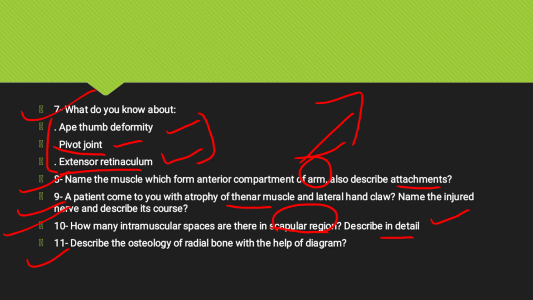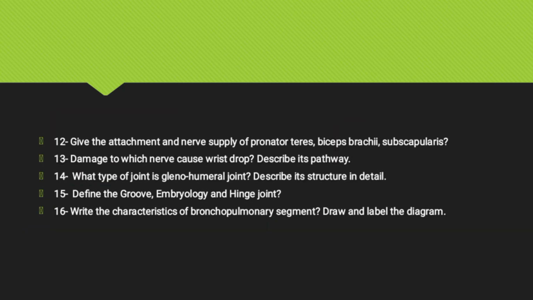The 11th question is: describe the osteology. Osteology means study of the bones. Describe the osteology of the radius bone with the help of a diagram. The radius bone is present on the thumb side in the forearm. Describe its osteology with the help of a diagram.